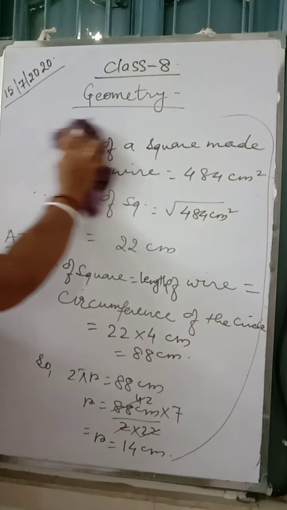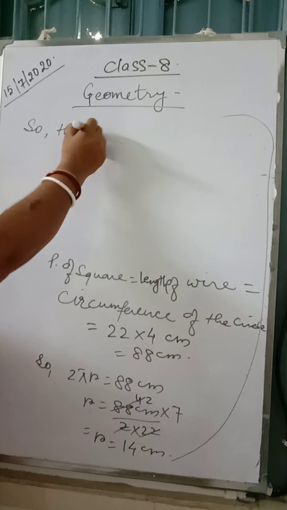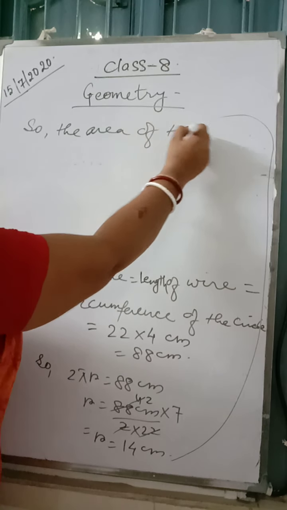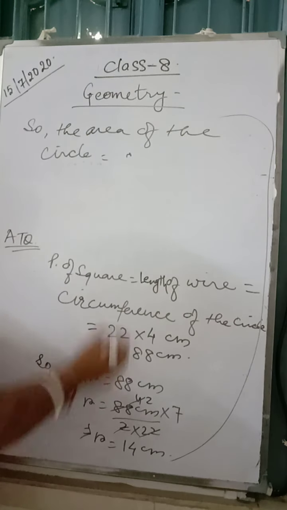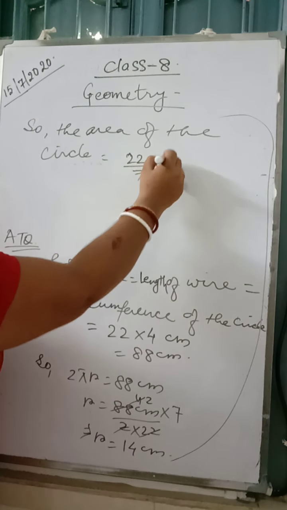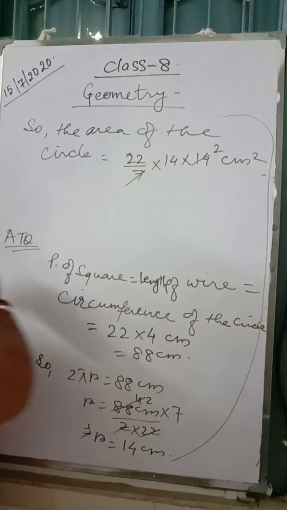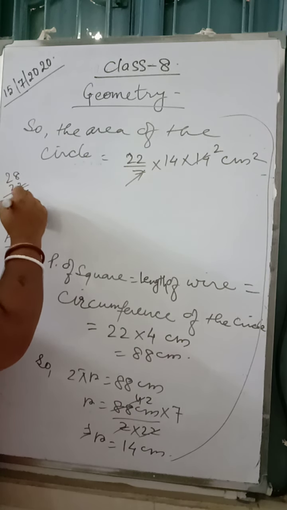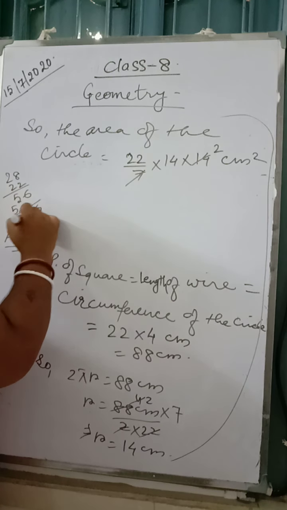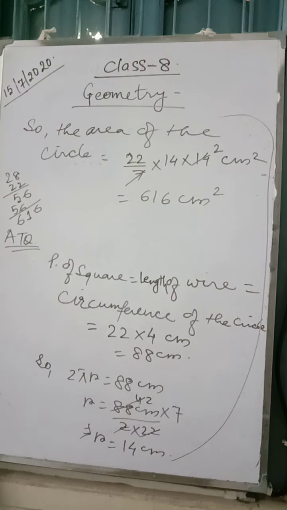Maybe I'm rubbing this upper portion. So the area of the circle would be 22 by 7 into 14 into 14 centimeter square. 7 2s are 14. 28 into 22. 616 centimeter square would be the area of that circle. Please write it.